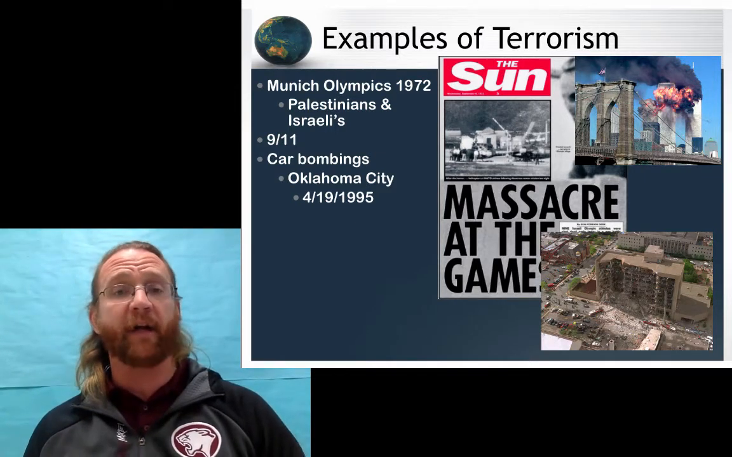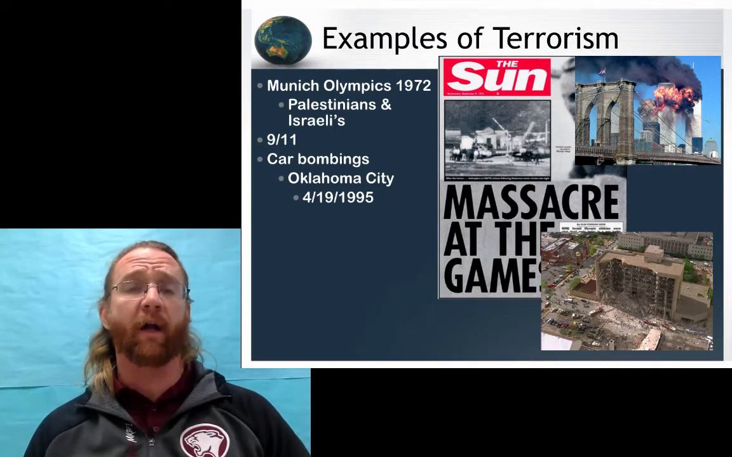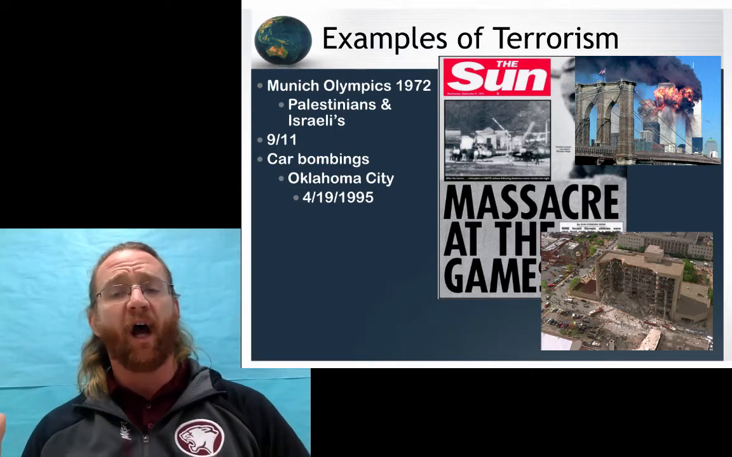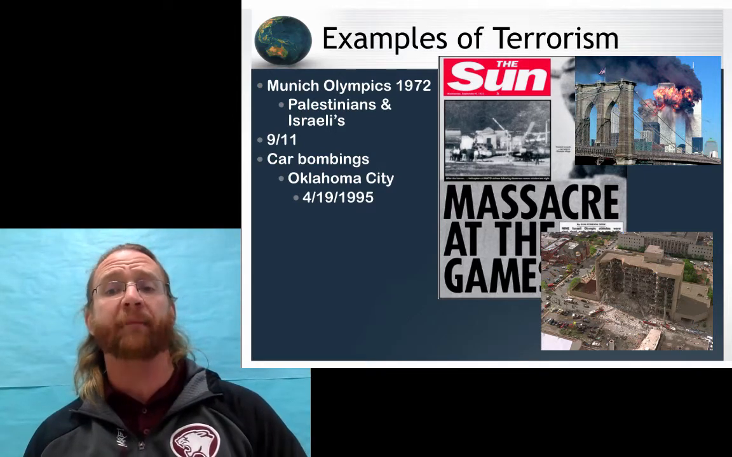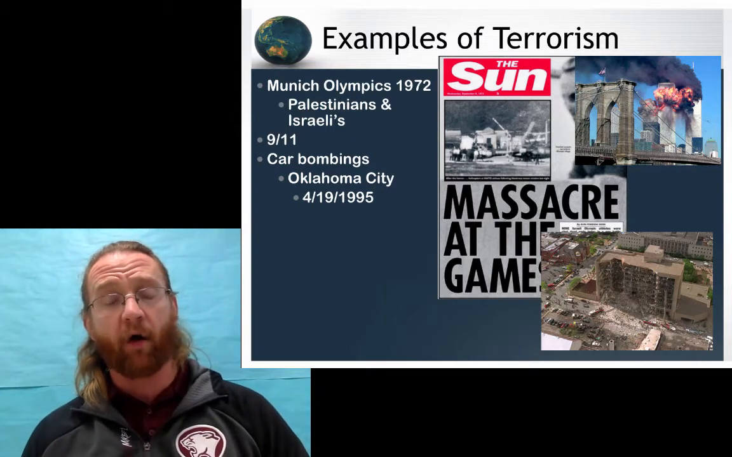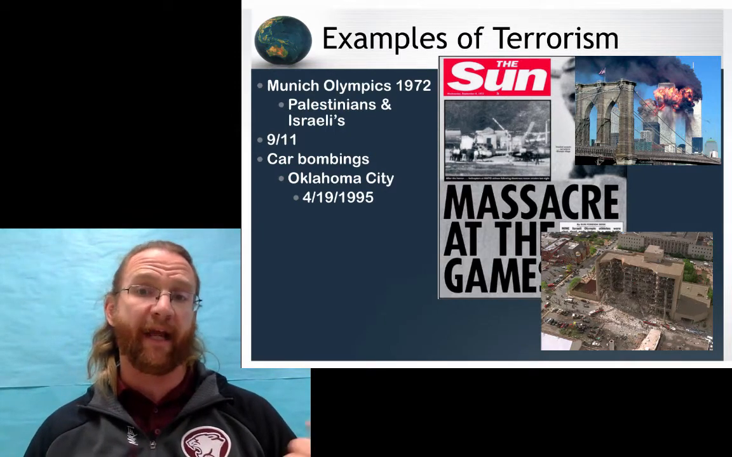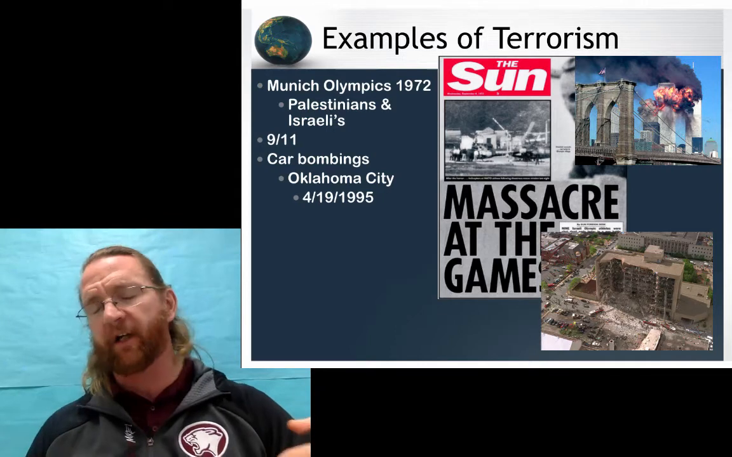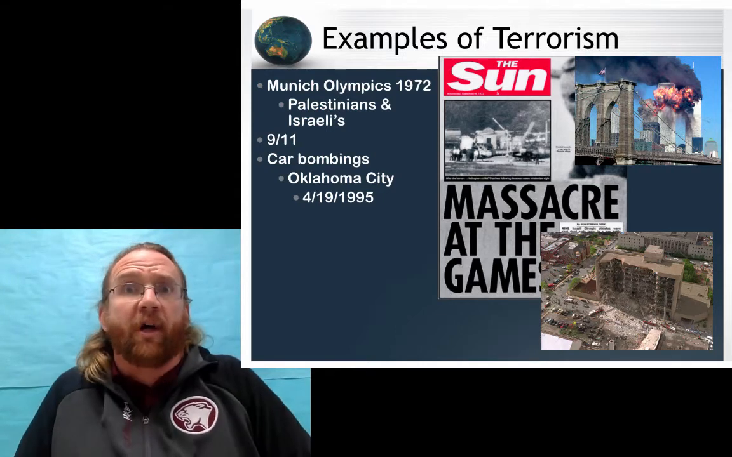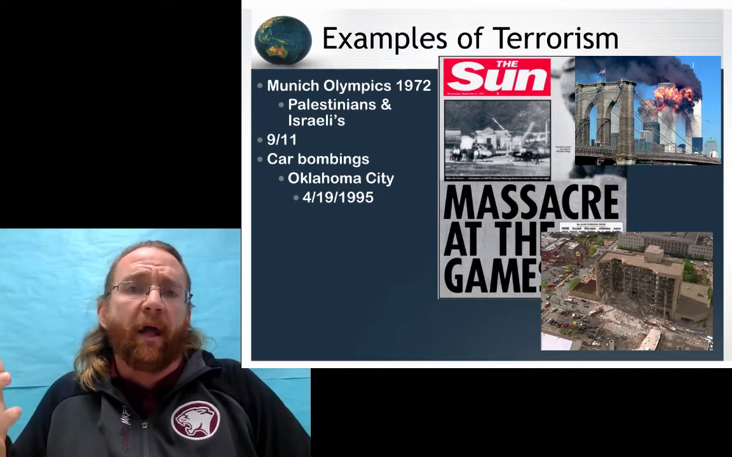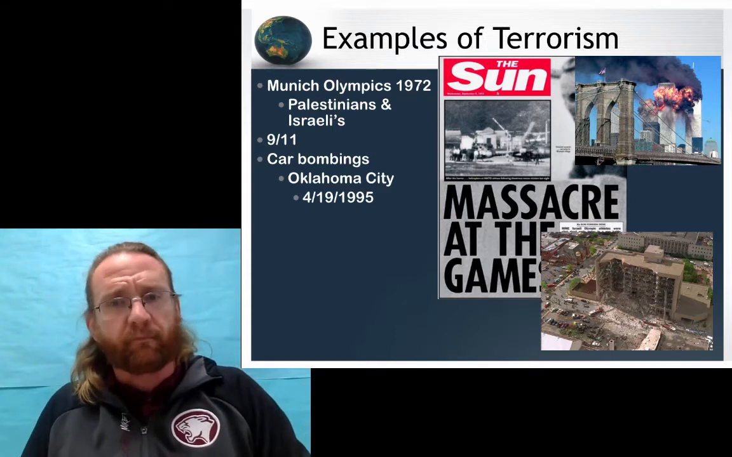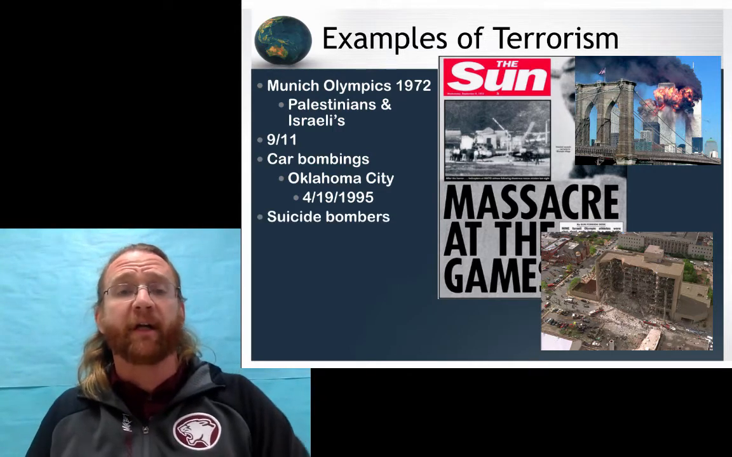But we had one here in the United States in Oklahoma City on April 19th, 1995. A man named Timothy McVeigh bombed the government building in Oklahoma City. He loaded a Ryder truck, a big box truck, with explosive material, and exploded it in front of that building.